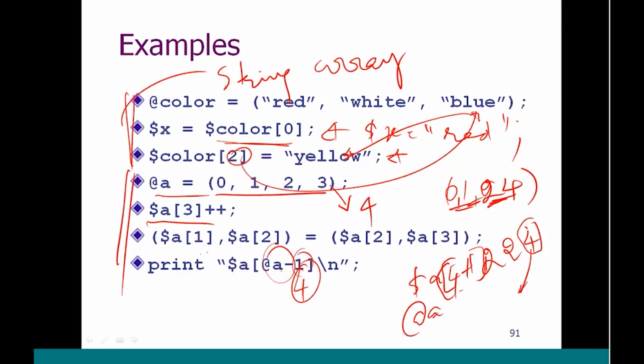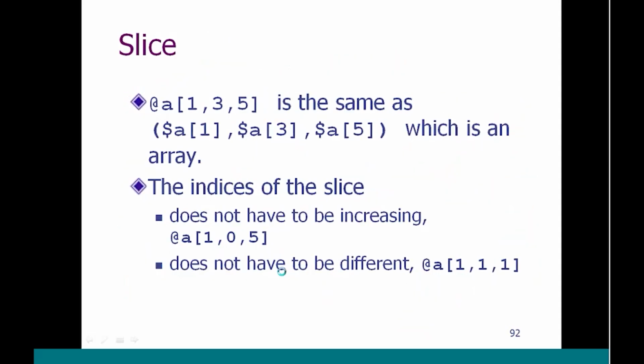Now we introduce another concept called a slice. Essentially, a slice is a shorthand representation to denote multiple elements of an array. So in this small example, ampersand A 1, 3, and 5 is essentially the same as $A1, $A3, and $A5.